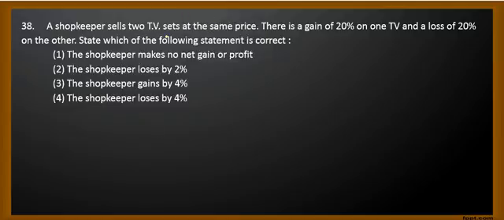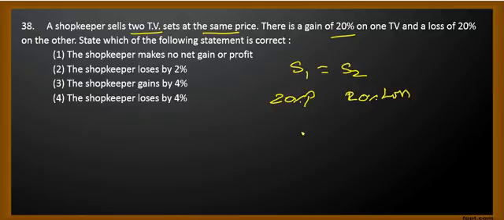A shopkeeper sells 2 TV sets at the same price. There is a gain of 20% on one TV and loss of 20% on the other TV. Which of the following statements is correct? Similar. 2 TV sets, same price. So selling prices are the same. S1 is equal to S2. On one item there is 20% profit and on another there is 20% loss. So the trader will incur 20 square by 100 percentage loss, which equals 4. The shopkeeper loses by 4 percentage. Option 4 is the answer.